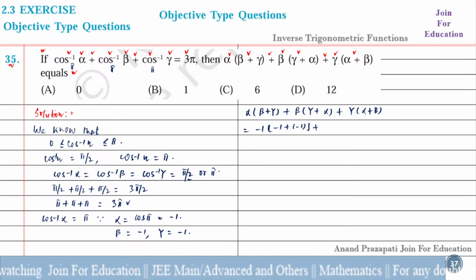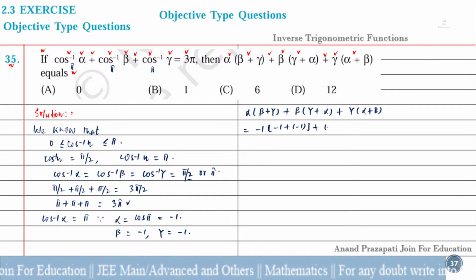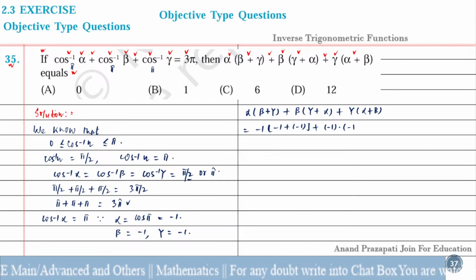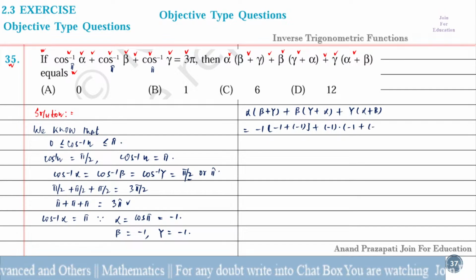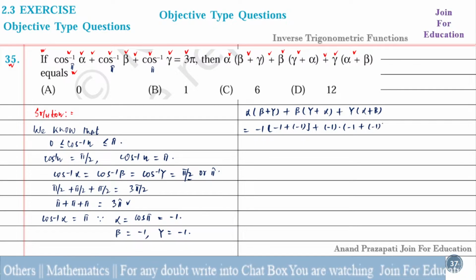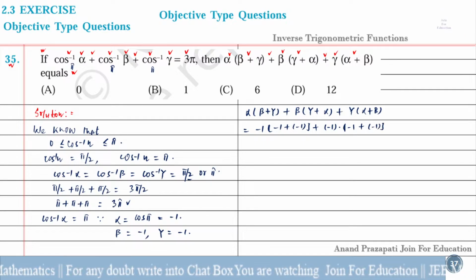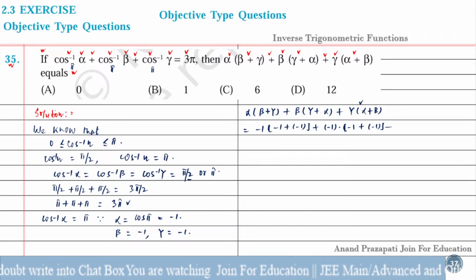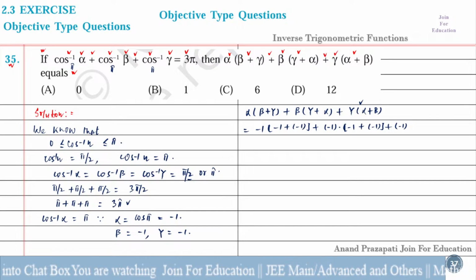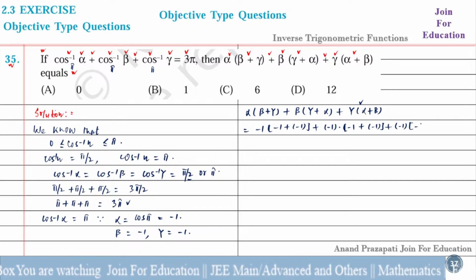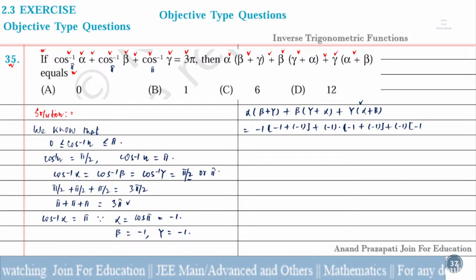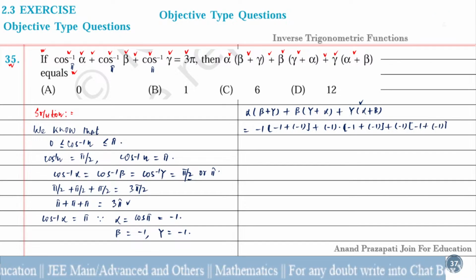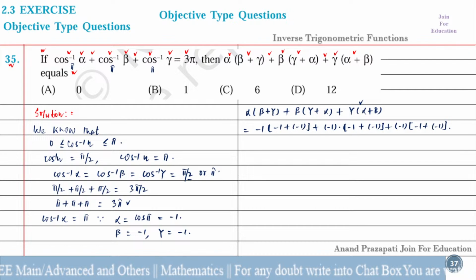plus we write down here -1 into -1 plus -1, and for the last term we write down here plus -1 into -1 plus -1. There is no problem to understand up to this step.